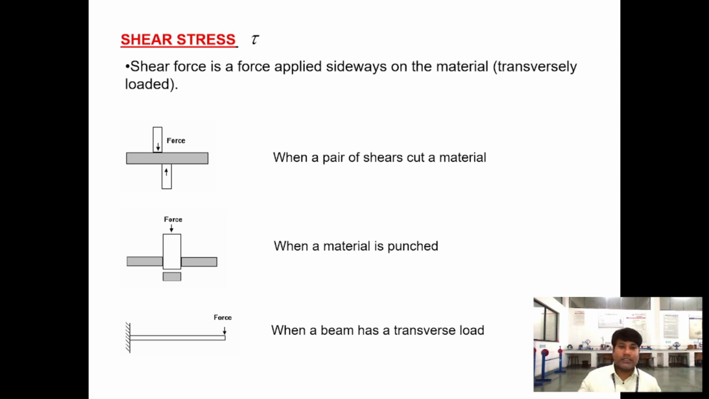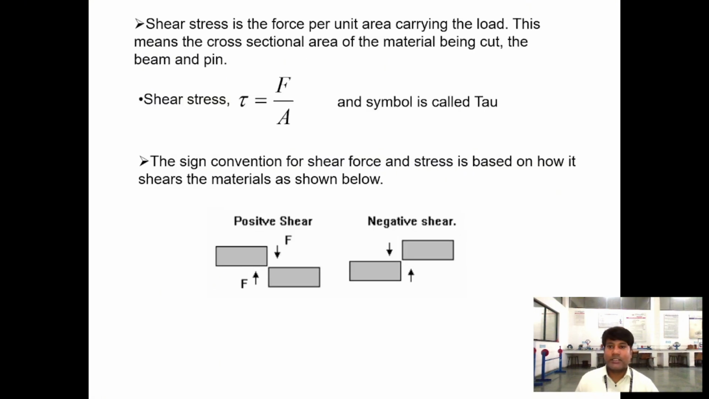For example, if I consider this mobile, you can apply one force from here and here. So two equal and opposite forces, having some distance between them, tangential forces you can say, are applied on it. So when a pair of shears cuts a material, or when a material is punched, that is also shear. Something you are going to cut, that is what? Shear. When you apply a punching on it, that is also shear stress. On a beam, when a transverse load is applied, that is also an example of shear stress.